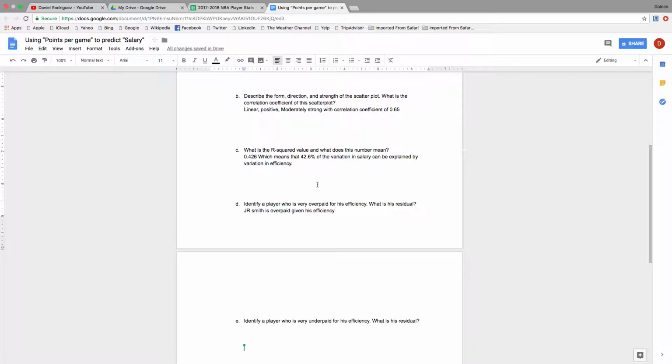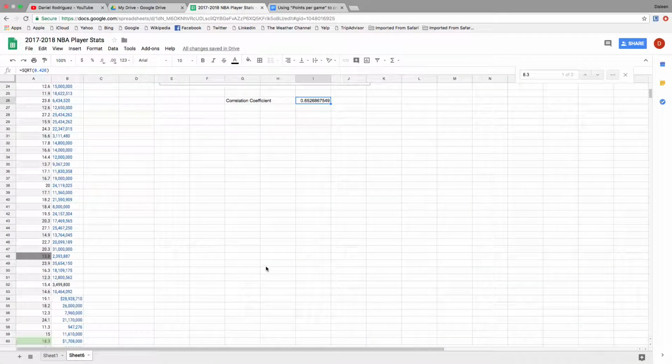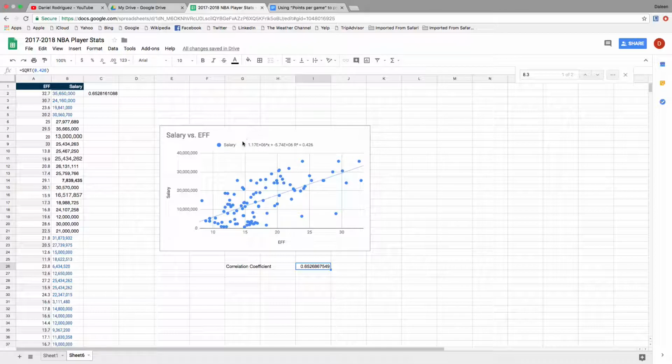And then it asks, what is his residual? So I'm actually going to need to find the equation of our line. If I go back to our scatter plot, I included the equation. So the equation is up here, and you'll notice it says 1.17 E plus 06. That E is like times 10 to the 6th power, so we need to move the decimal place over 6 places to the right.